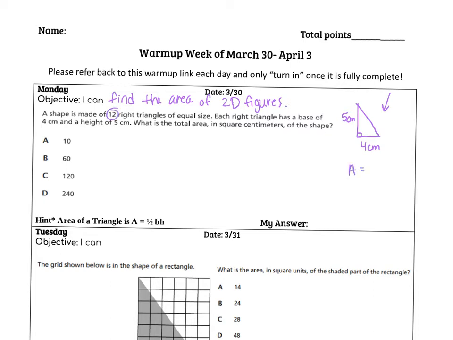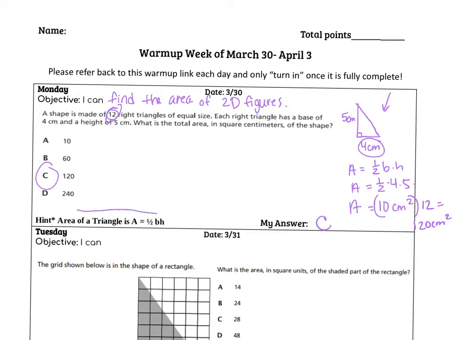So the area formula for a triangle is 1/2 base times height. Area is equal to 1/2, base is 4 and the height is 5. And 1/2 of 4 times 5 is 10 centimeters squared. But because there's 12 of them, we then have to multiply that by 12 to get 120 centimeters squared. So letter C. Oh, and I even gave you a little hint there.